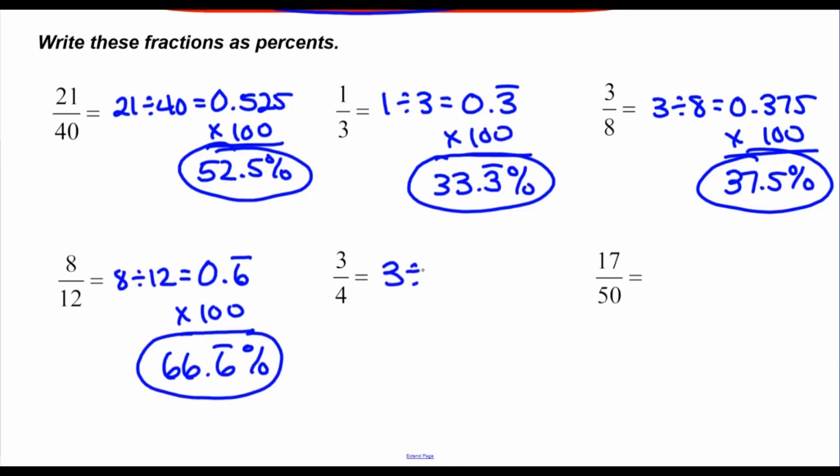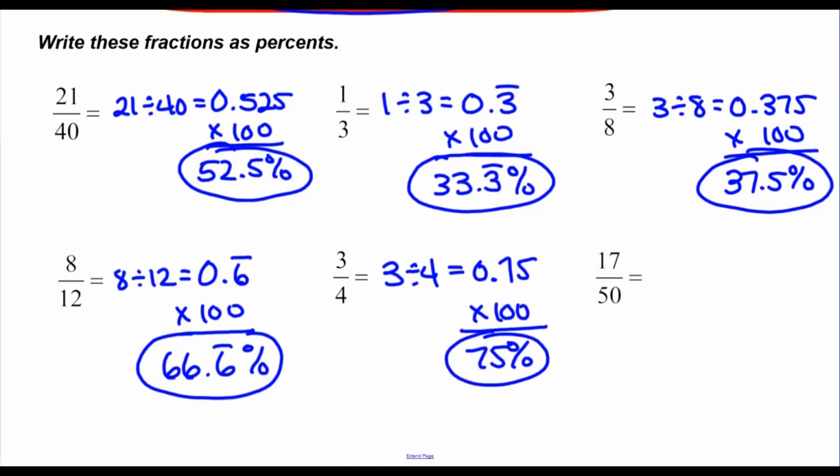3/4 would be 3 divided by 4, which is 0.75 as a decimal. And then to convert that to a percent, I multiply by 100, and that's 75%. So 3/4 is 75%, or 3 out of 4 is 75%.